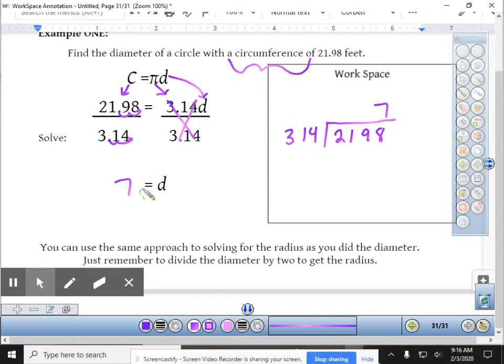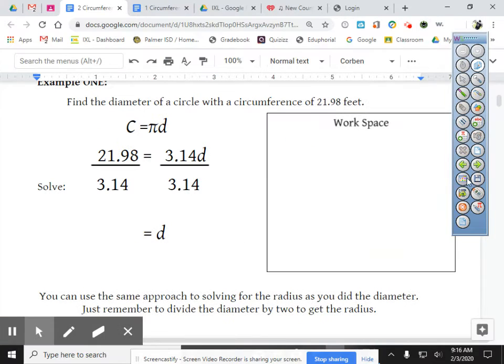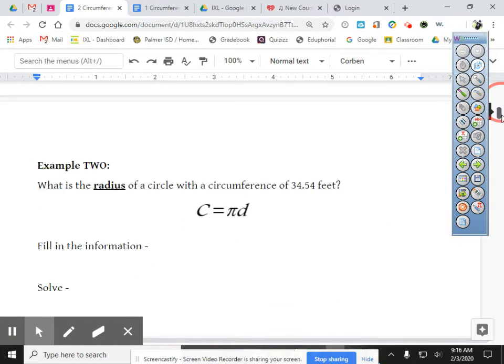So the diameter is what? 7. You can use the same approach to solving for the radius as you did the diameter. Just remember to divide the diameter by 2 to get the radius. What is the radius? 3.5. Everybody good? We got that? Okay, good. 3.5, turn the page.